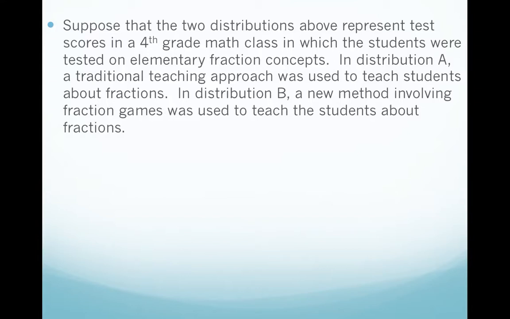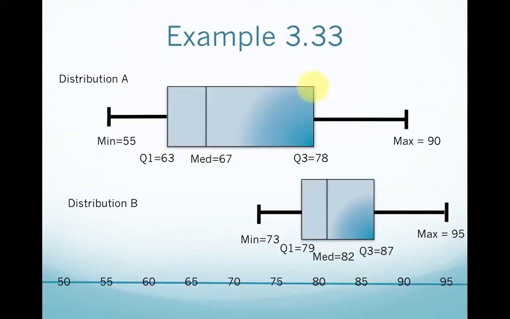So these two distributions represent test scores. So 55, not a great test score. 90 is pretty great. Test scores, 73 versus 95. So distribution A used a traditional teaching method, distribution B used fraction games. You should immediately see a difference in the two distributions, and you could make a conclusion about what the better approach to teaching was here.